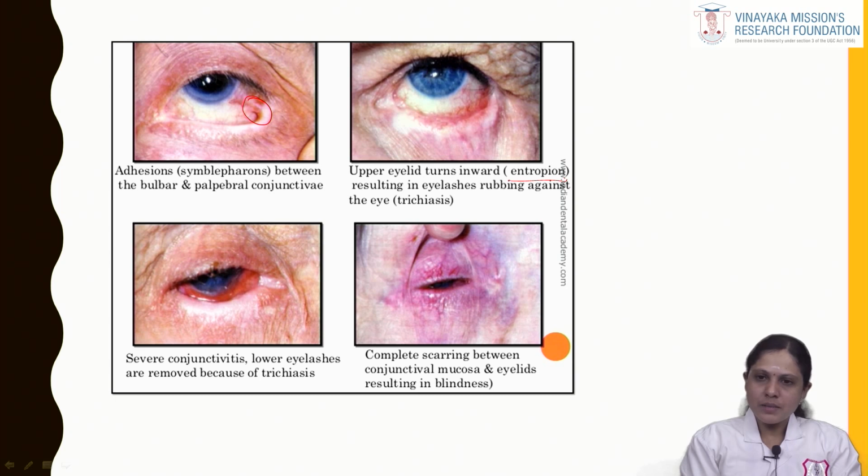So once all the symptoms subside, it leads to the healing stage. Under healing, it heals with scar formation. Scar formation may lead to complete blindness. This is the severe form of cicatricial pemphigoid affecting the eyes.